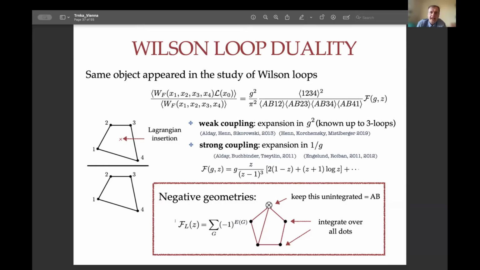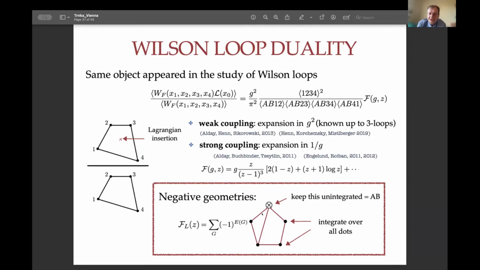So the L-loop f function, the same f function, is a sum over the connected negative geometries, where now the prescription is to integrate over all the black dots, but keep this crossed circle fixed. This is the unintegrated loop. So integrate over all of them except one, which is fixed. Because if we integrate over the last one, we get the IR divergence and we reproduce the logarithm of the amplitude. But we would like to stop exactly one step before that.